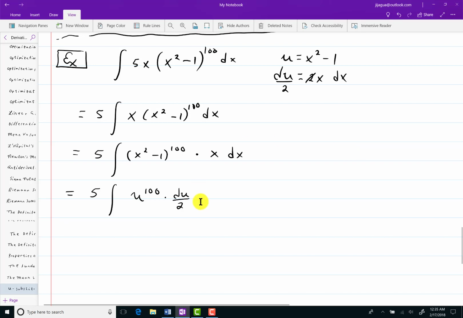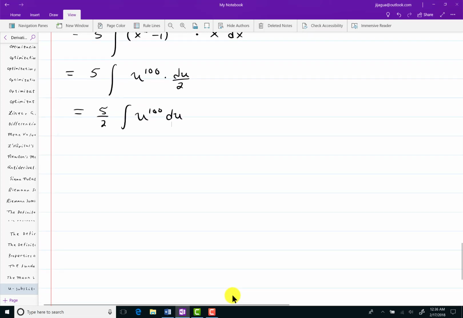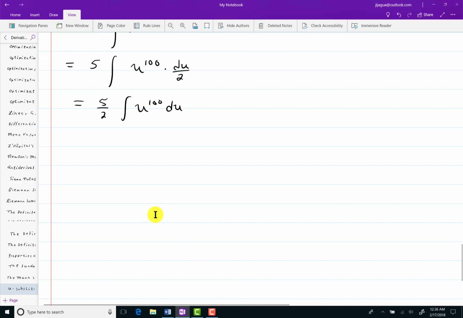Well, this is no big deal. I'll just factor the 2 out front. Now it's a straightforward reverse power rule problem. So I'll get u to the 101 divided by 101 plus c. I think it's a good idea to put the plus c as soon as you can do it. As soon as you drop the integral, put it in there so you don't forget it.